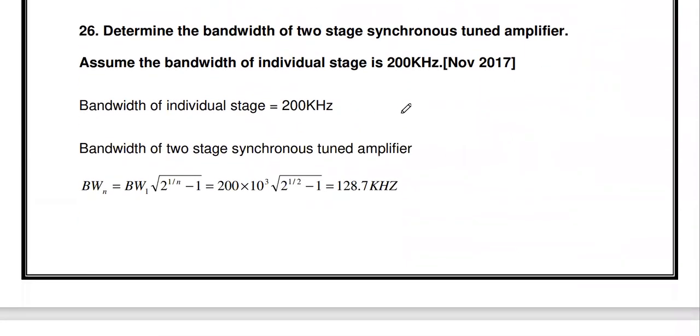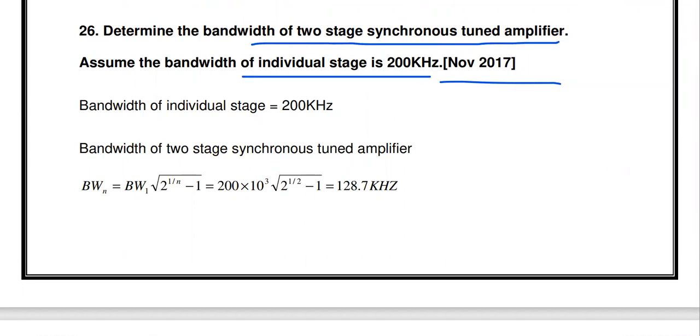And the next one, this is the November 2017 problem. Determine the bandwidth of a two-stage synchronous tuned amplifier. Assume the bandwidth of the individual stages is 200 kilohertz. So what is synchronous? Identical stages of tuned amplifiers connected in cascade are called synchronous tuned. For one stage the bandwidth is 200 kilohertz.